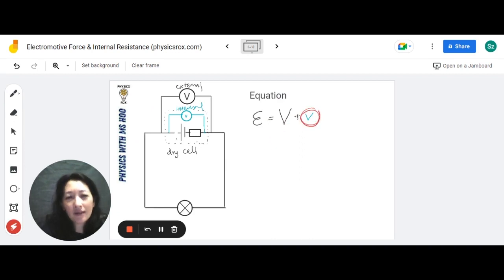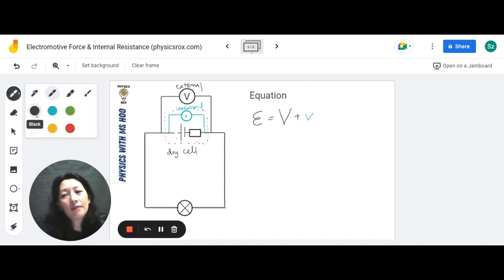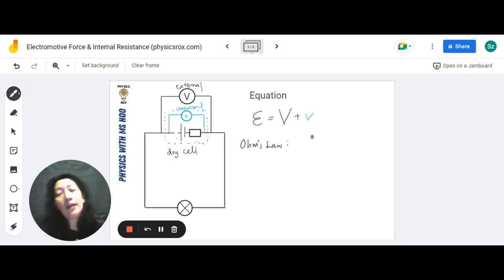Now, of course, in reality, this doesn't actually exist. So we're going to write a proper equation out of this. Let's recall what we have learned in an earlier topic about circuits, Ohm's law. Based on Ohm's law, the formula that relates current, potential difference, and resistance is R equals V over I. I'm going to write it this way, V equals IR.